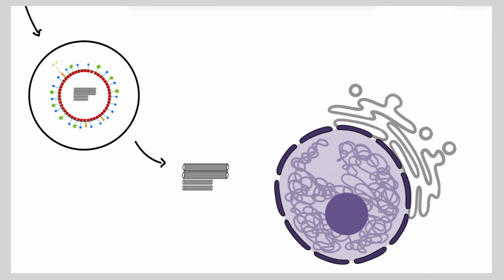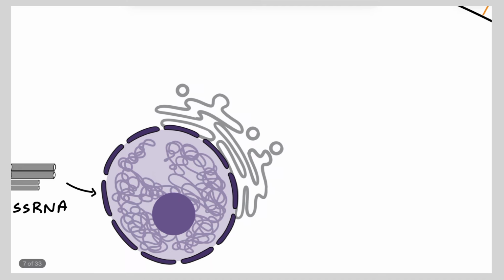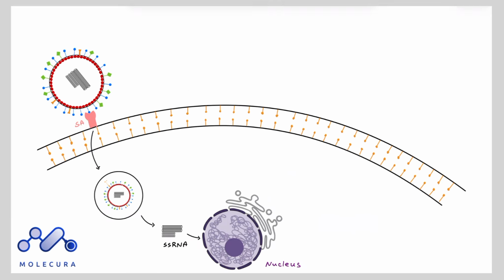inside the cell. So here we have our single-stranded RNA segments getting released inside the cytosol. And this is going to end up making its way to the nucleus. So this is going to be our nucleus, in which the virus is going to use the human cell machinery to replicate its genome. After that, there's going to be translation of viral proteins inside the human cells.